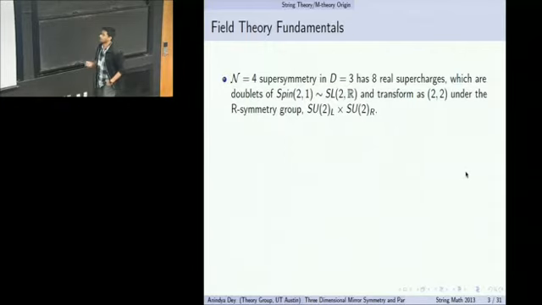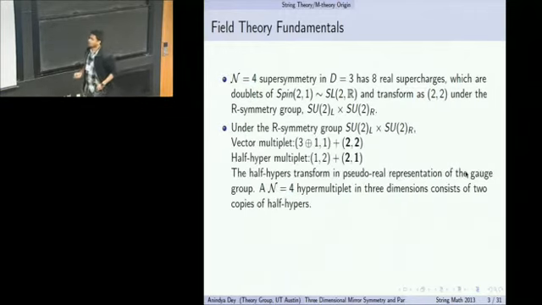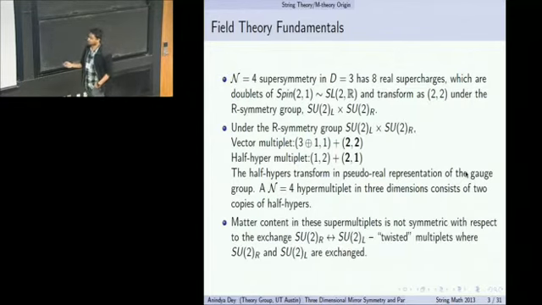So N=4 SUSY in 3 dimensions has 8 real supercharges, which transform in a (2,2,2) of the SL(2,R) and the R symmetry groups. Under the R symmetry group, this is how the vector and the hypermultiplets transform. As you can see, it's symmetric under SU(2)_L and SU(2)_R. So as a result, one can have twisted multiplets where the SU(2)_R and SU(2)_L are exchanged.